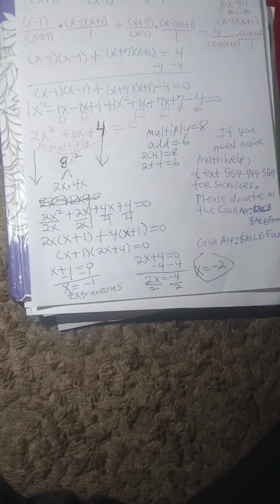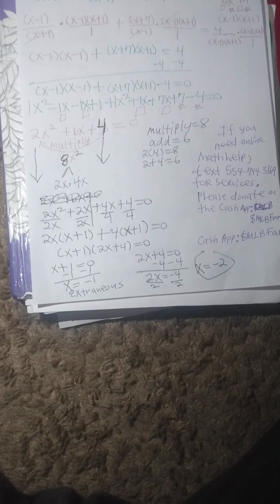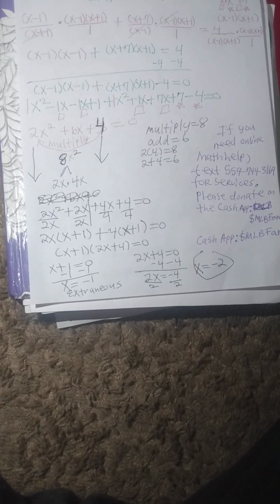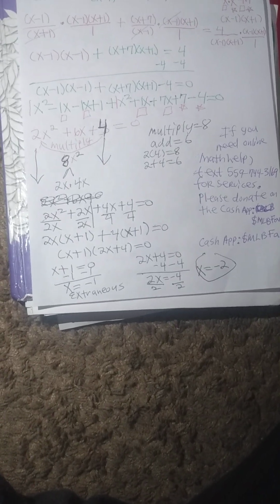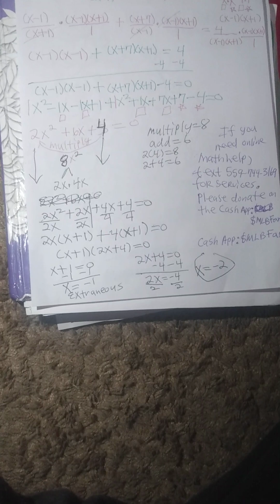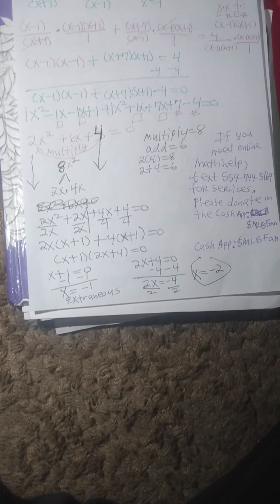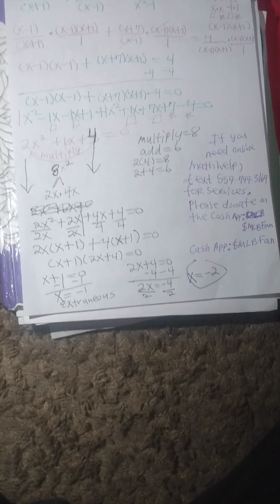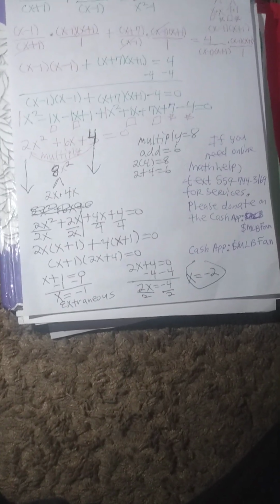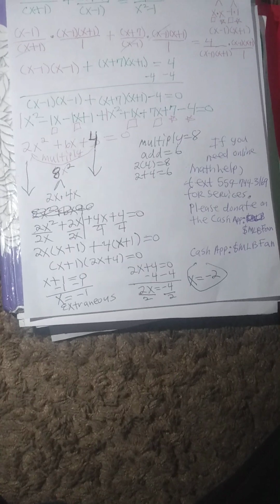So set x plus 1 is equal to 0, subtract 1 from both sides, and you get x is equal to negative 1. This is extraneous because when you plug it back into the original function in the denominator of x plus 1, you get 0, and you cannot divide by 0. So 2x plus 4 is set equal to 0. You want to subtract 4 from both sides, and we will obtain 2x is equal to negative 4, and then we divide both sides by 2, and we will obtain x is equal to negative 2.